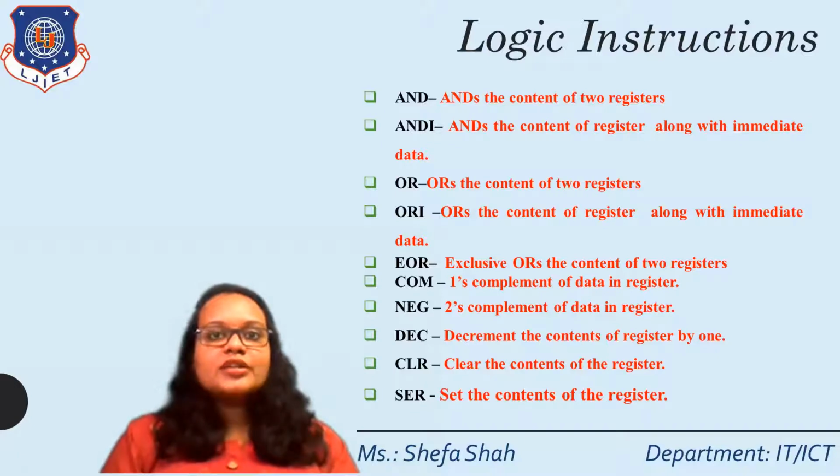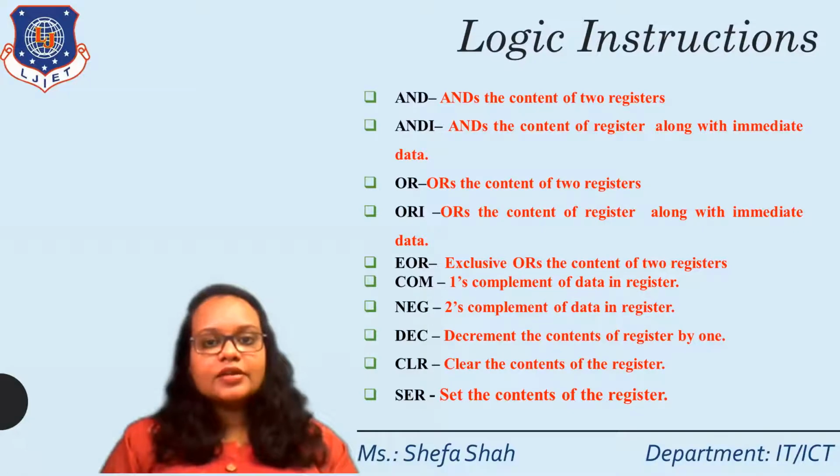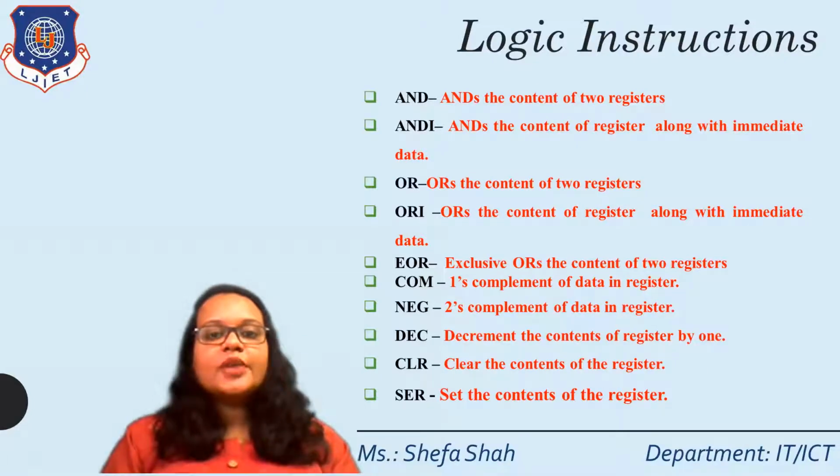Then EOR, what will EOR do? That is exclusive OR, so it will do the XOR operation between the contents of two registers. Then COM stands for complement. It is a one register instruction, and it will complement the data: if it is a 0 then it will become 1, and if it is a 1 then it will become 0. So the COM instruction provides us the ones complement of the content of the register.